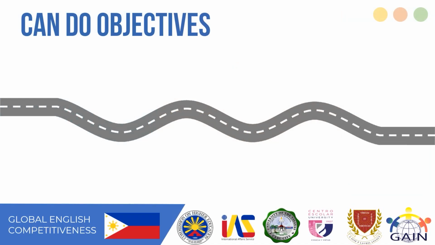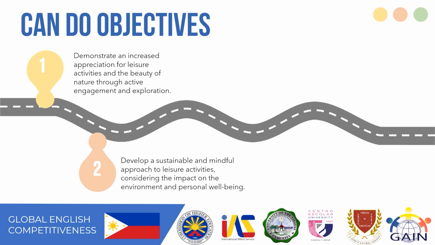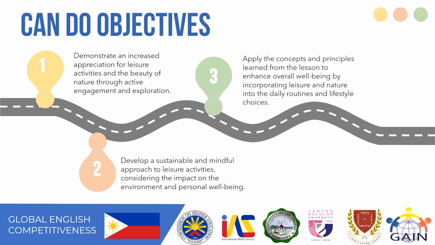To recap, we have 4 can-do objectives in this unit. First, to demonstrate an increased appreciation for leisure activities and the beauty of nature through active engagement and exploration. Second, develop a sustainable and mindful approach to leisure activities, considering the impact on the environment and personal well-being. Third, to apply the concepts and principles learned from the lesson to enhance overall well-being by incorporating leisure and nature into the daily routines and lifestyle choices. And fourth, to use models in speaking and writing.